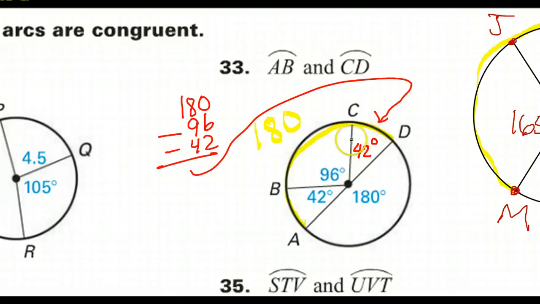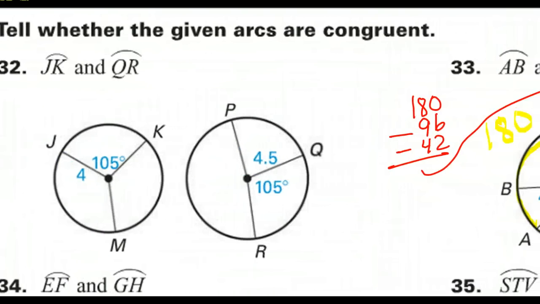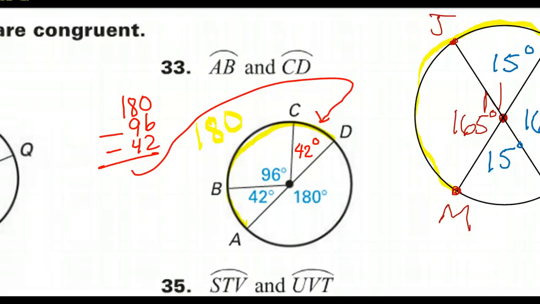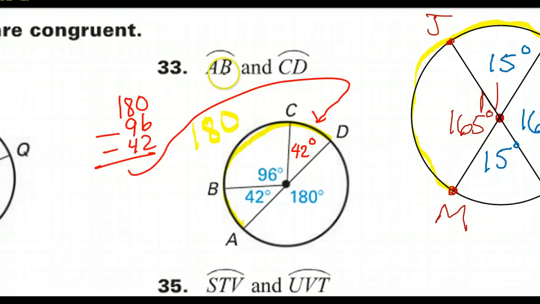So now I can answer the questions. What are they asking me? Tell whether the given arcs are congruent. So we're supposed to tell, is arc AB congruent to arc CD? Oh, look, they're both 42 degrees. So that's going to be a yes.